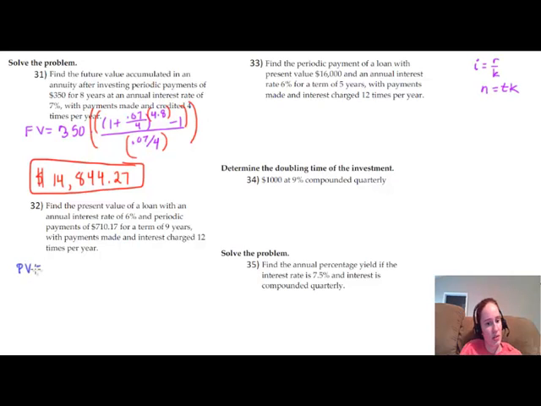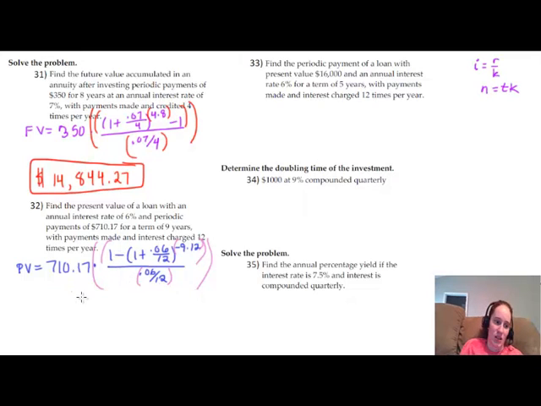Now present value, which is a slightly different formula. So present value equals 710.17 times 1 minus 1 plus 0.06 over 12 to the negative 9 times 12, over 0.06 divided by 12. Okay, so similarly, I'd put the top in parentheses, I'd put the exponent in parentheses, bottom in parentheses, and then a big parentheses here. And you should get 59,152.49.